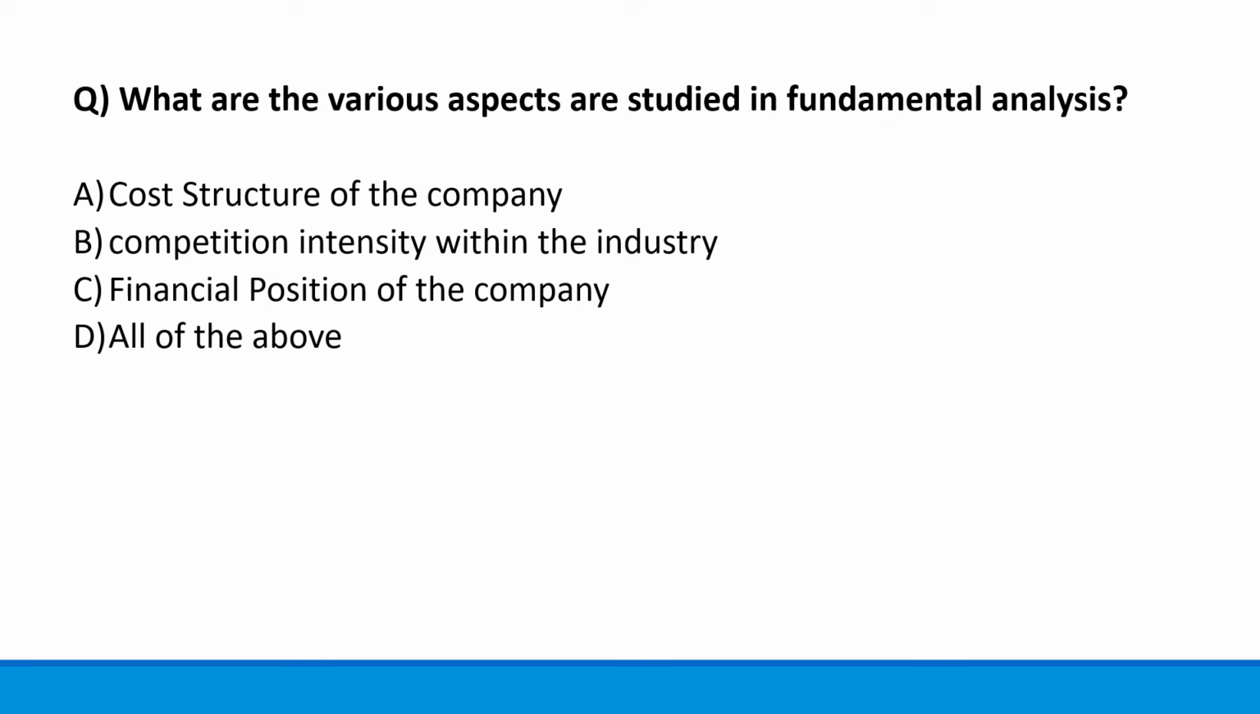What are the various aspects studied in fundamental analysis? Option A, cost structure of the company. Option B, competition intensity within the industry. Option C, financial position of the company. And option D, all of the above. The correct answer is option D, all of the above.